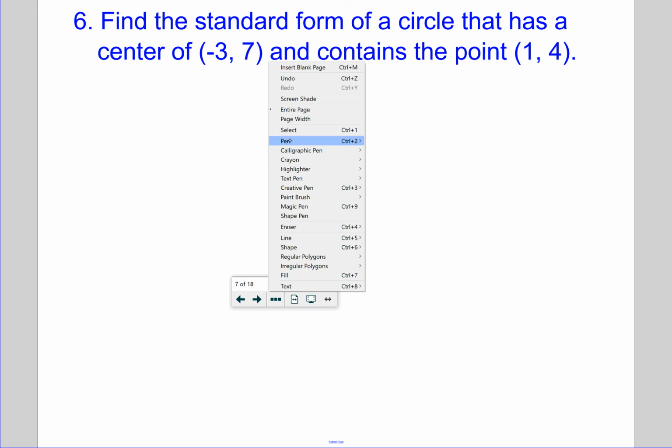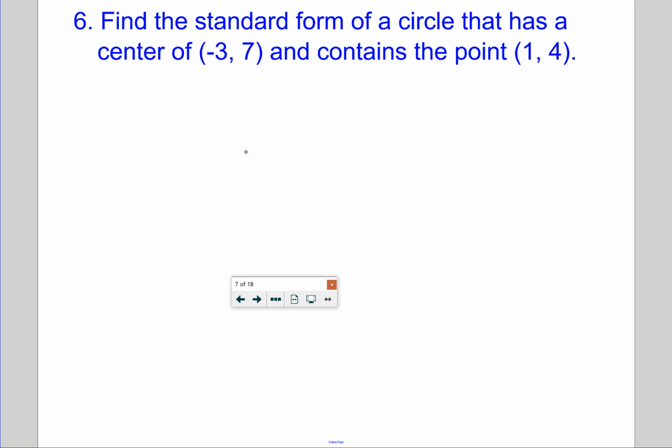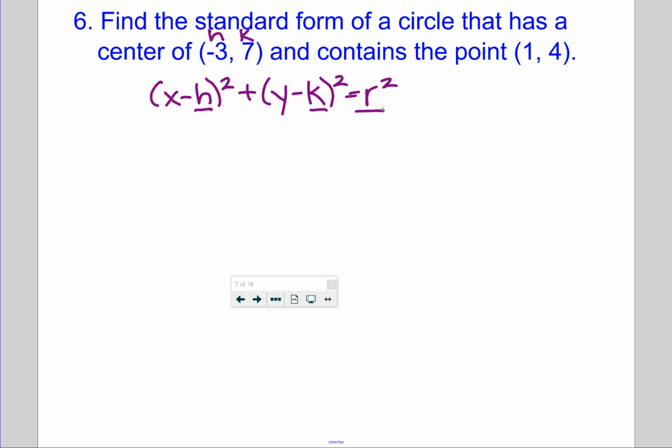Okay, problem number 6. Says find the standard form equation of a circle that has a center at -3, 7 and contains the point 1, 4. So I'm going to go ahead and write down our standard form of a circle, x minus h squared plus y minus k squared equals r squared. And there's 3 things you need to know. H and k is your center, which actually were given in this problem. And then r is my radius, which I'm not given. So we'll have to solve for that.